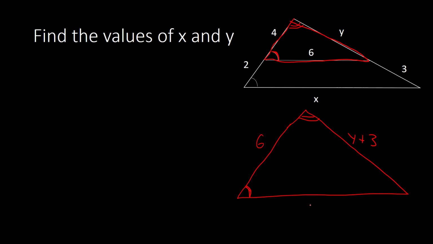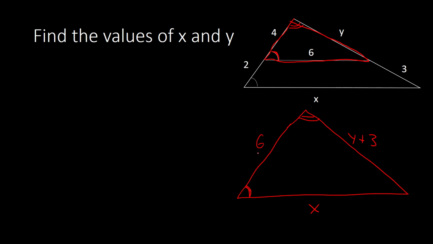And then at the bottom we have x. Now the question is, since we know that these triangles are congruent, what is the scale factor? Because once we have the scale factor, then we can find our unknown values. So the scale factor is determined by looking at two corresponding sides.